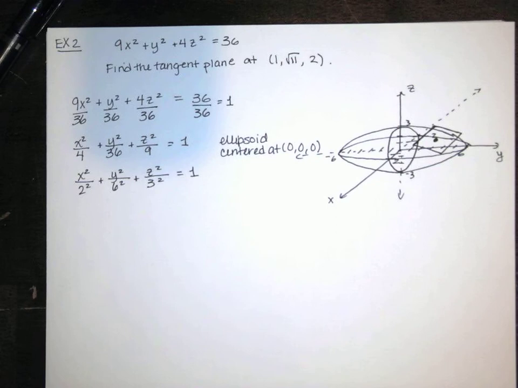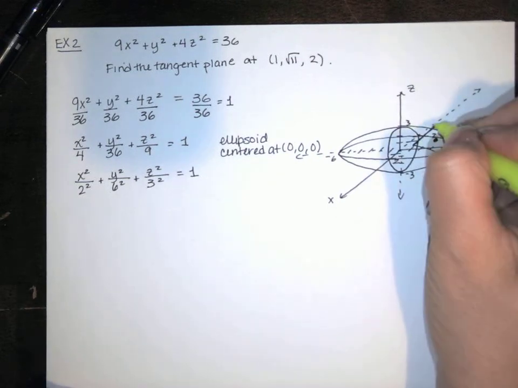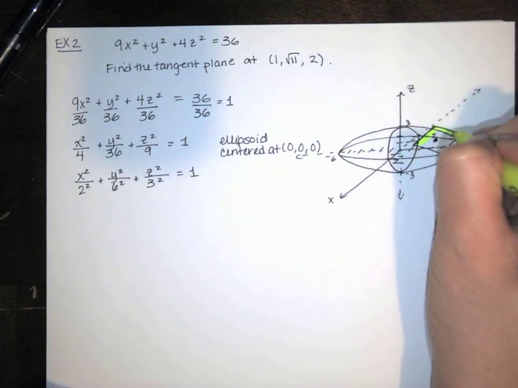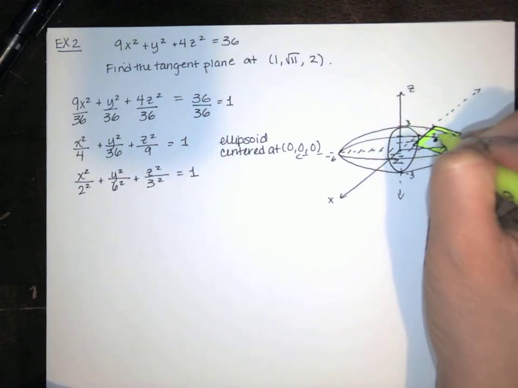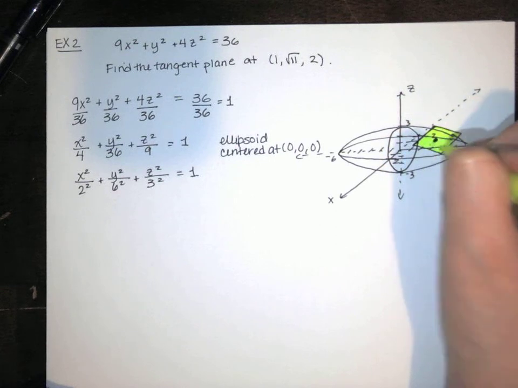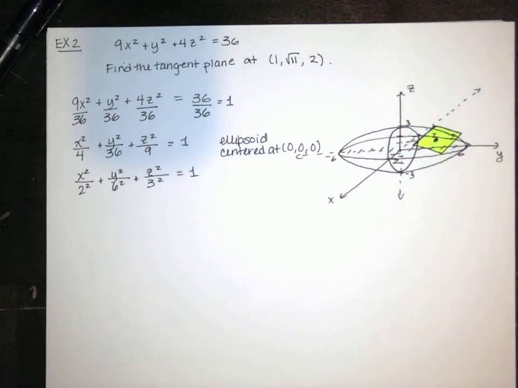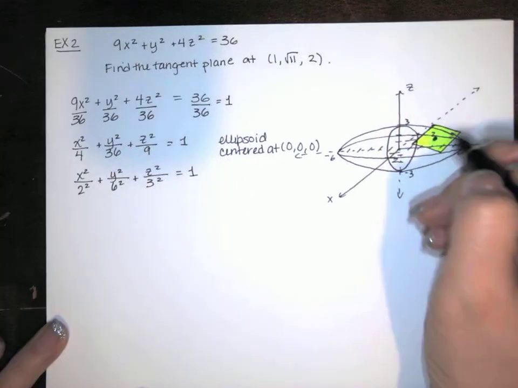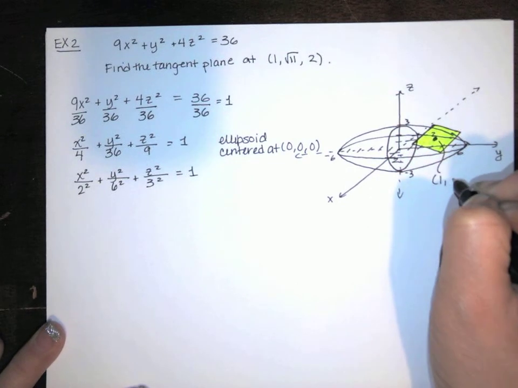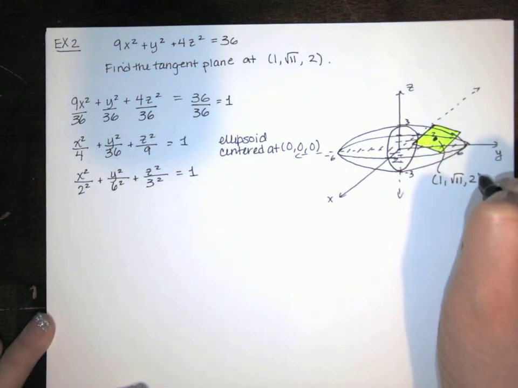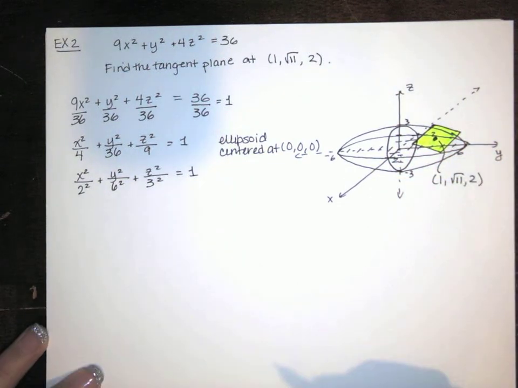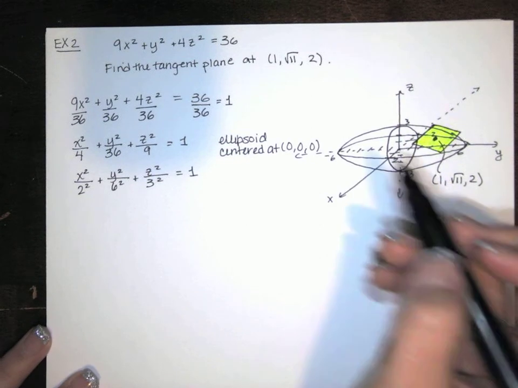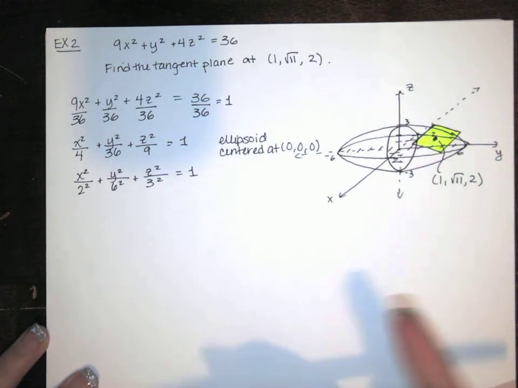I'm going to highlight my plane. All those curves, all those traces in our different coordinate planes, make it a little bit harder to see. That's the plane that we're looking for. And again, it passes through this point 1, square root of 11, and 2. Okay, so we were given the point this time. We didn't have to find the z value.